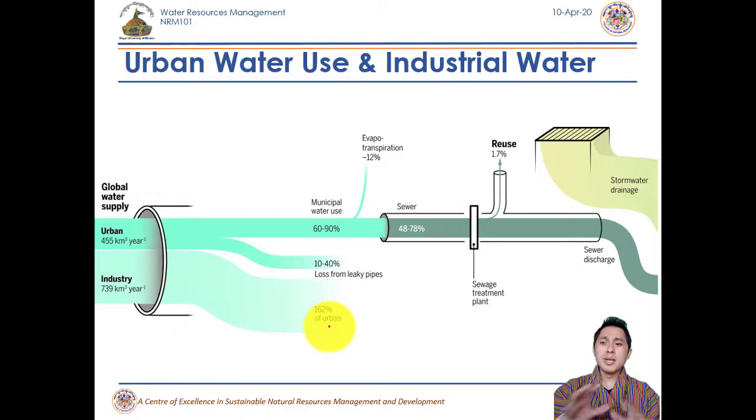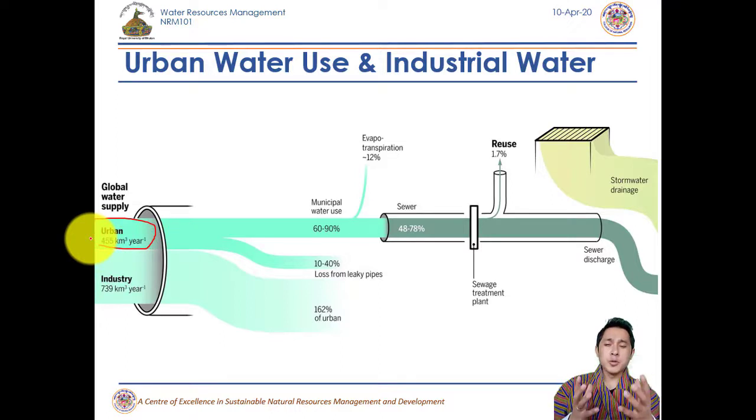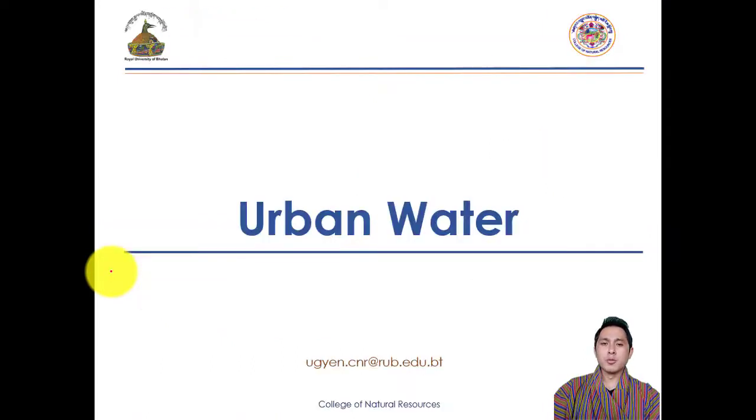So we'll now look firstly at urban water use. What is urban water use, what are the different methods by which we can reduce urban water loss, and how can we conserve urban water use? That will be followed by industrial water use and how we can manage it. So let us go now with urban water use.